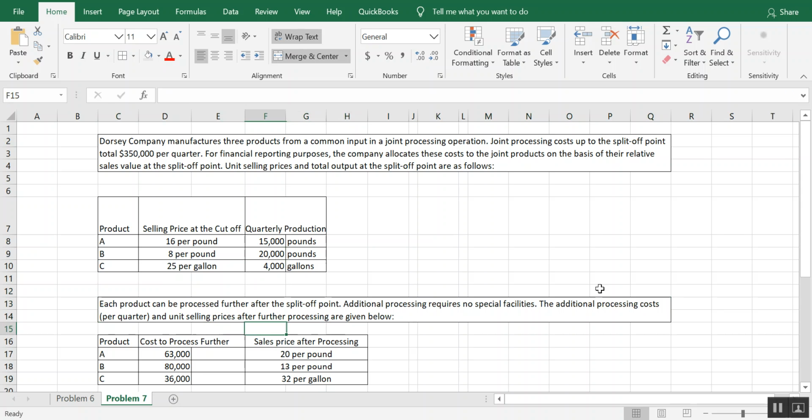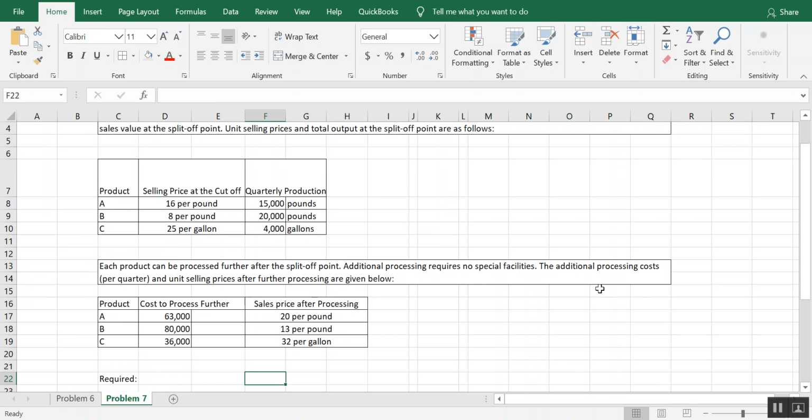So, what they tell us then is we could process these products more after the split off, and we would not require any additional facilities. Well, we will need an extra cost, but we won't require any additional facilities. But we will have some extra costs if we go ahead and process it further.